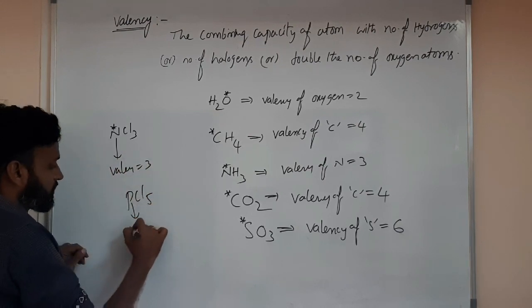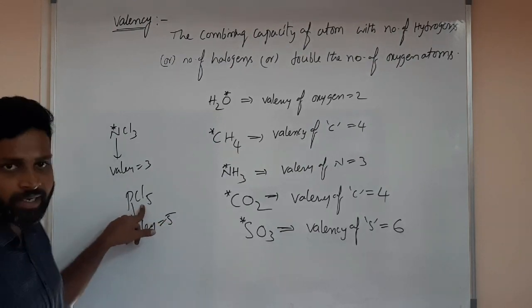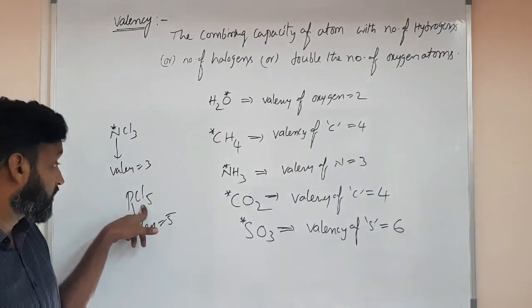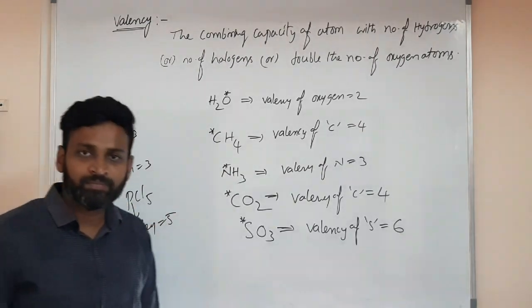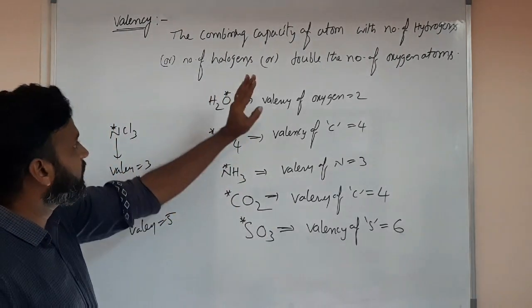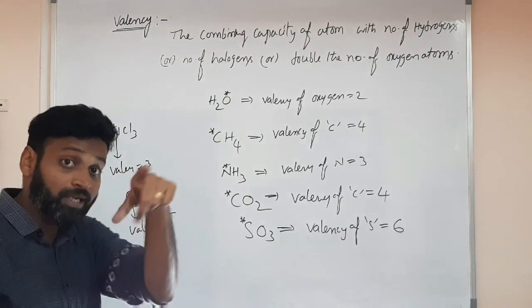In PCl5, phosphorus valency is equal to 5, because phosphorus combines with 5 chlorines. So phosphorus valency is 5 here. So how many halogens combined with the atom? That is the valency for that particular atom.